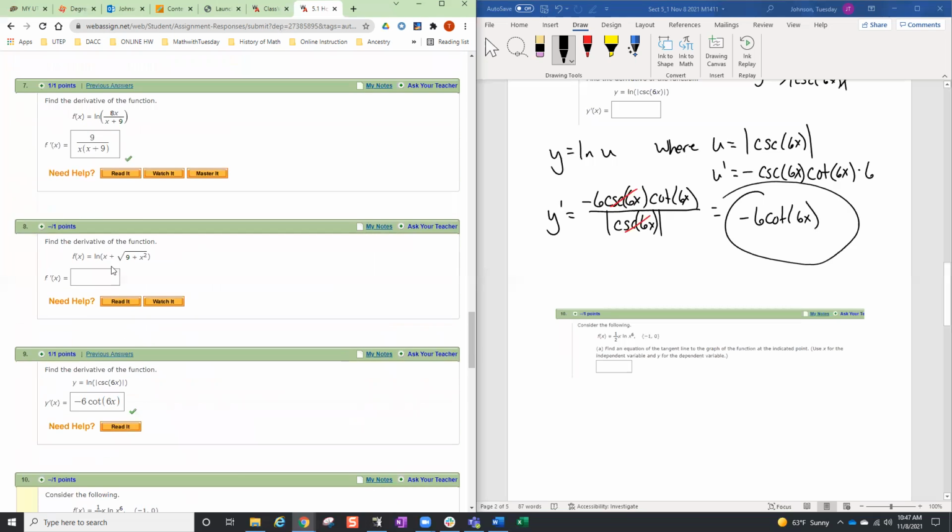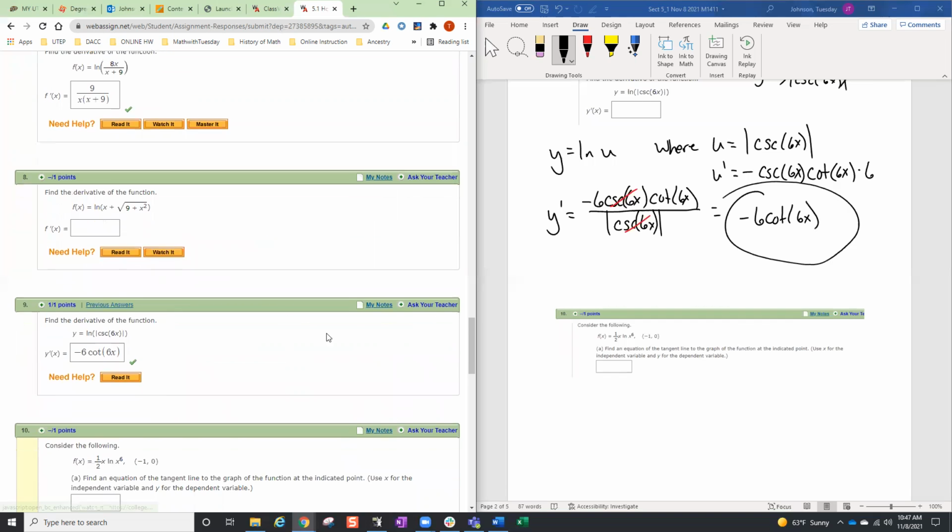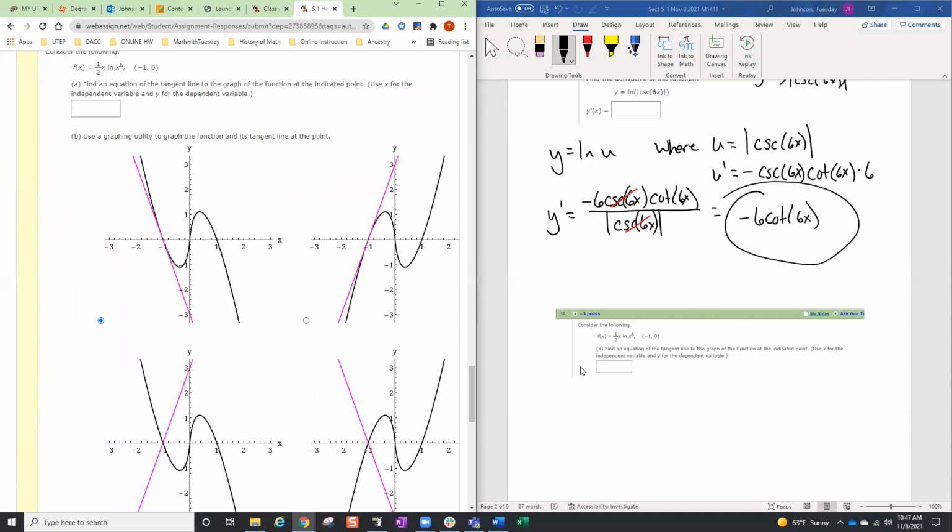Now, I did skip this one. All right, but remember, you can find the derivative of x. You can find the derivative of the square root function, derivative of the inside divided by the entire inside. And it has a watch it just in case you need that. Let's look at number 10.